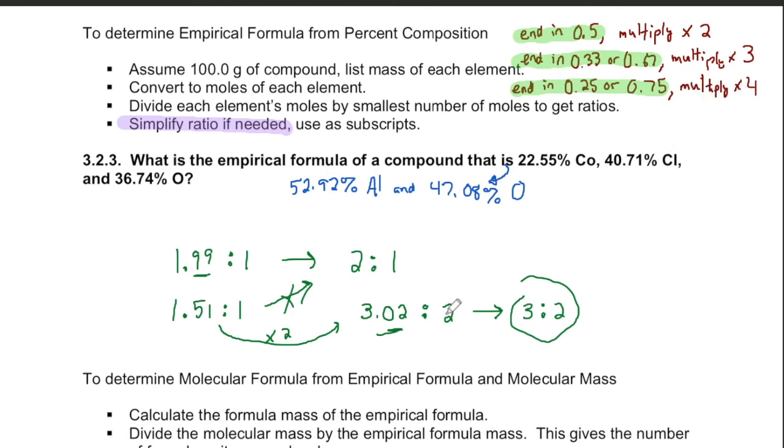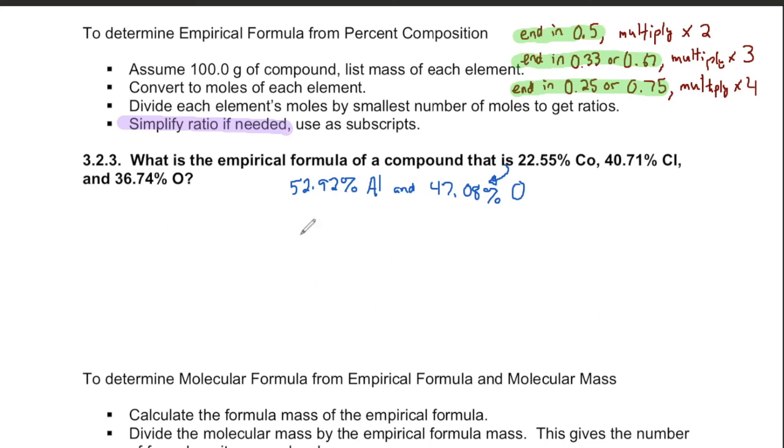And when I say multiply, remember that we multiplied both numbers by 2. We didn't just multiply this number by 2 and end up with a 3 to 1 ratio. We ended up with a 3 to 2 ratio because all the numbers need to be multiplied.